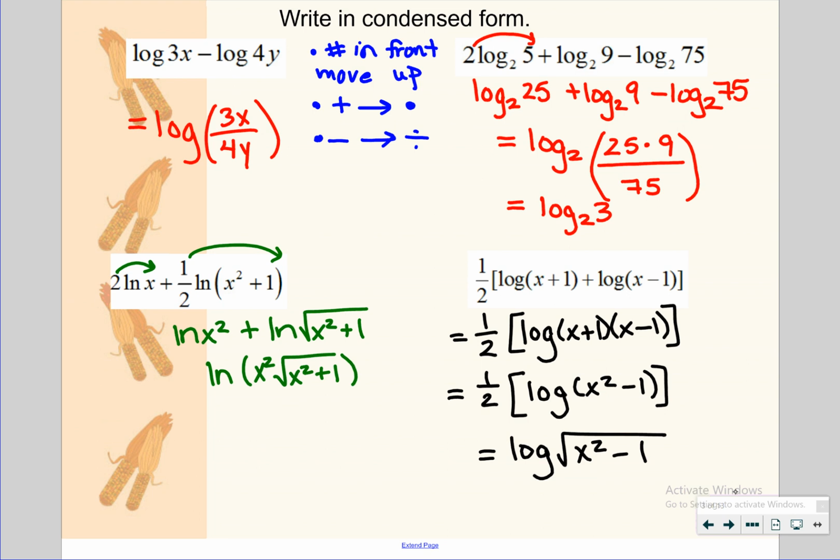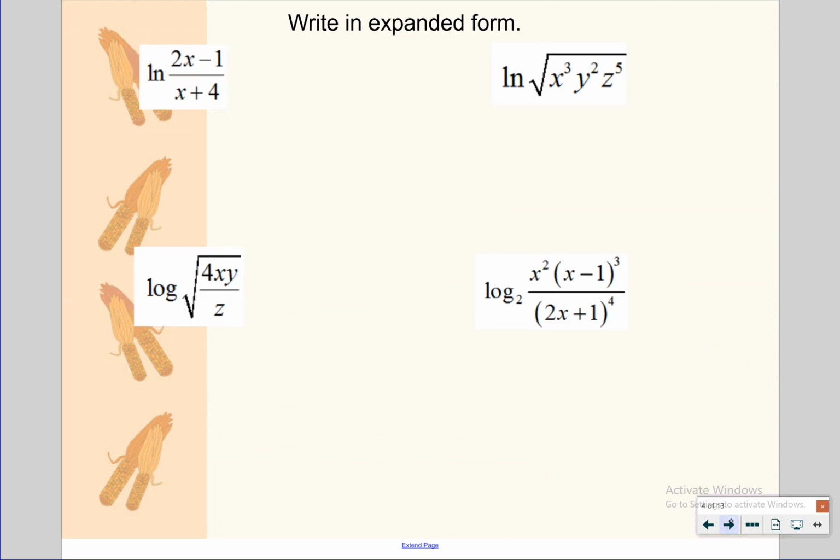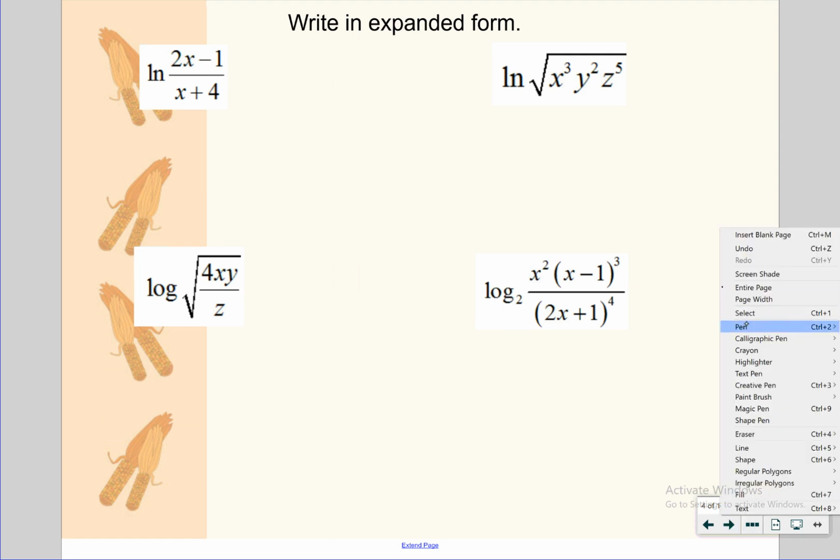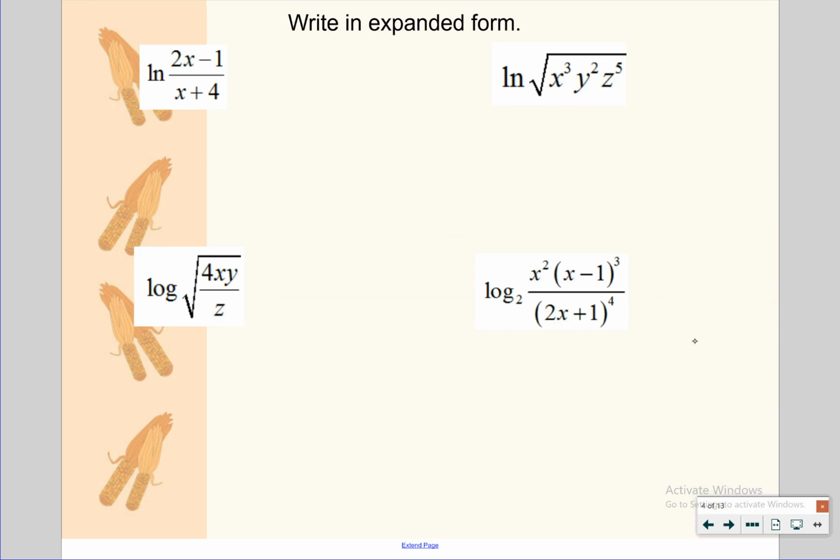Okay, so that's condensing multiple logs into ideally a single log. All right, let's look at the opposite now. So now we have a condensed log and we want to expand it. So this is where our answers are going to get long. We're doing the opposite here. So the first thing that we're going to do, if we can, is bring any of those powers down using our power property. Then, if we have division, it's going to change into subtraction between two logs.